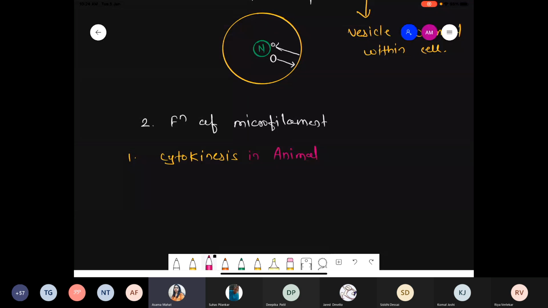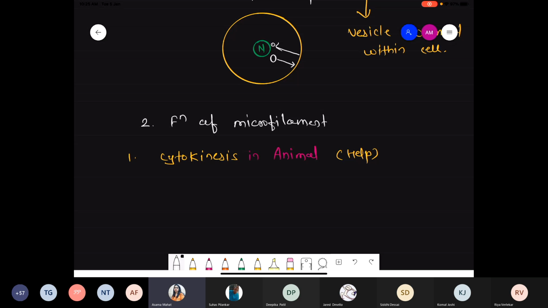So in the cell division chapter, we will also discuss the exact difference between cytokinesis in plant and animal. So please remember, microtubules help in plant cytokinesis, and microfilaments help in animal cytokinesis. So please don't get confused; one question can come from this point.